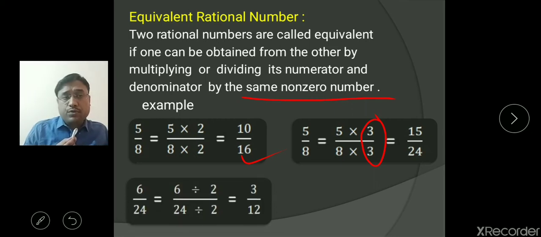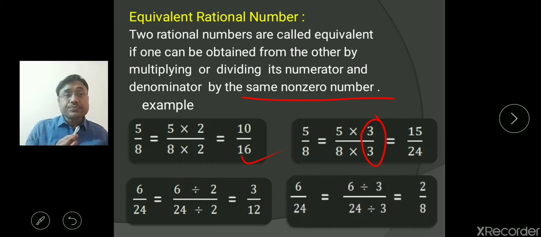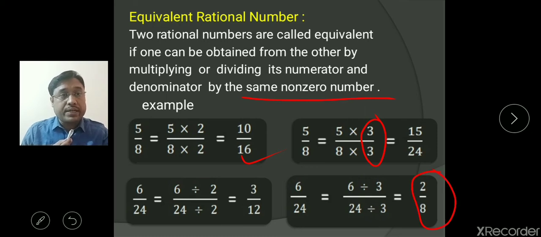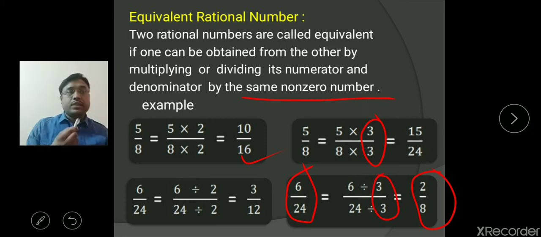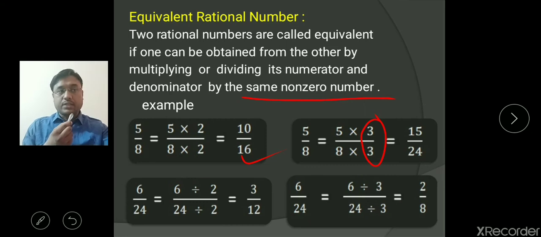Now 6 by 24, here I am doing division. 6 by 24 is equal to 6 divided by 2 and 24 divided by 2. So this will give the result 3 by 12. Then here 6 by 24 is divided by 3 now: 6 divided by 3 and 24 divided by 3. So this will come 2 by 8. So here you will say that this 2 by 8 and 6 by 24 are equivalent rational numbers, because here you are dividing numerator and denominator by the same number 3. Then you have got the equivalent rational number.